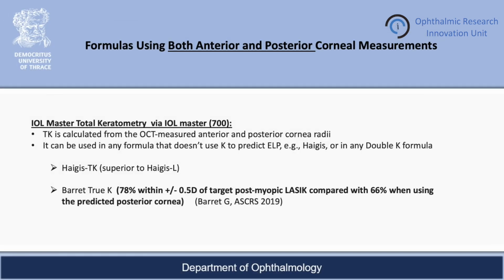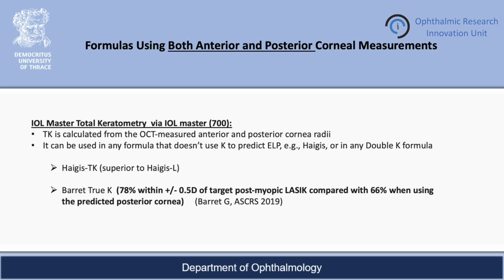Total keratometry is a new parameter that has been included recently in the IOL Master 700. Total keratometry is calculated from the OCT measured anterior and posterior corneal radii. It can be used in normal eyes, although there is no evidence that it significantly improves the outcomes in normal eyes. But it has a great value in post-refractive cases.